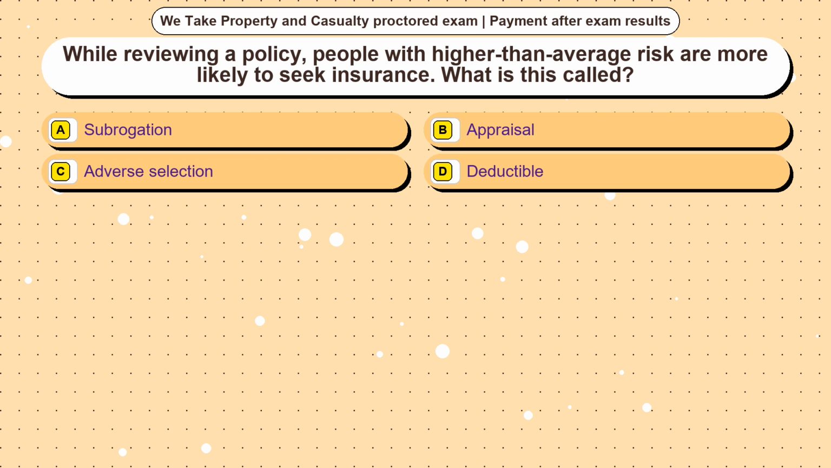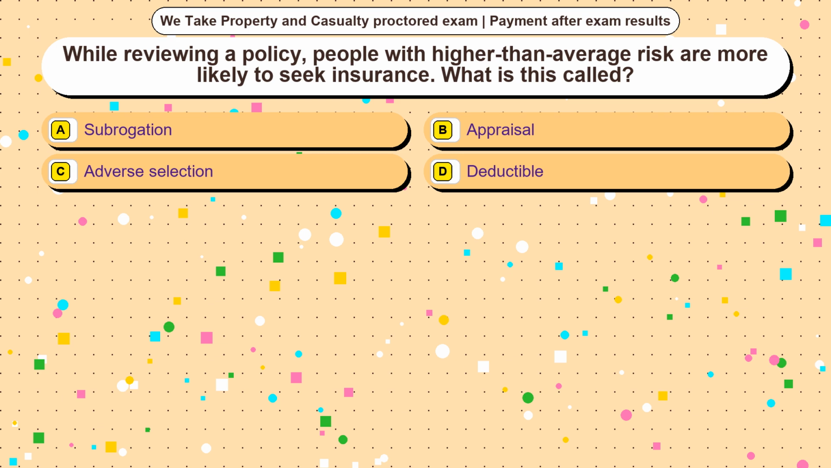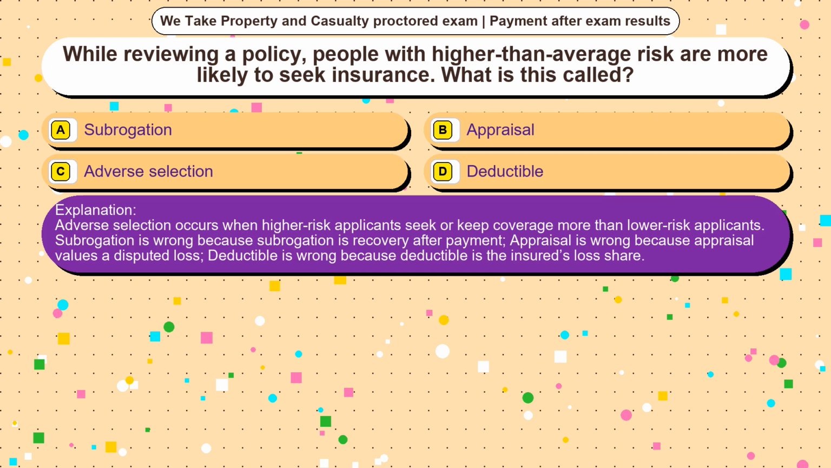Question 17. While reviewing a policy, people with higher than average risk are more likely to seek insurance. What is this called? Option A, subrogation. Option B, appraisal. Option C, adverse selection. Option D, deductible. The correct answer is option C. Adverse selection occurs when higher risk applicants seek or keep coverage more than lower risk applicants.